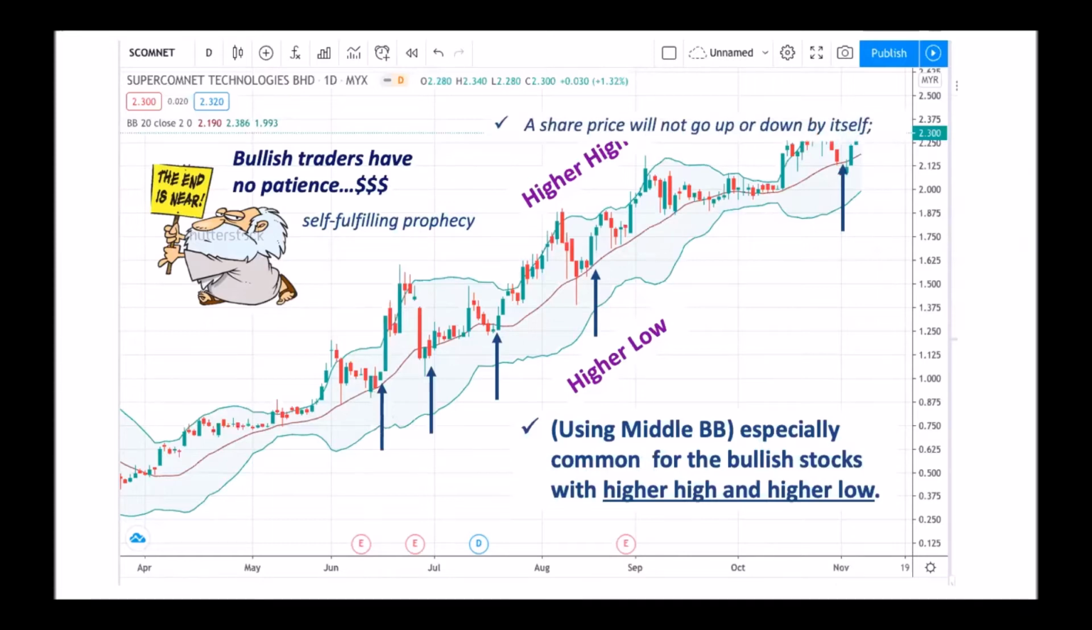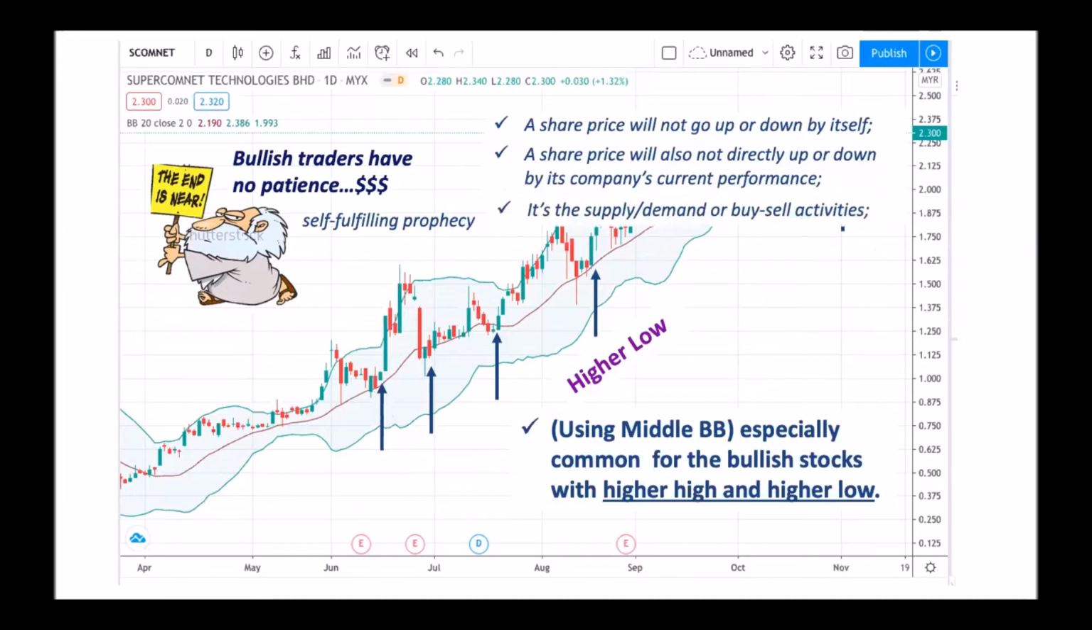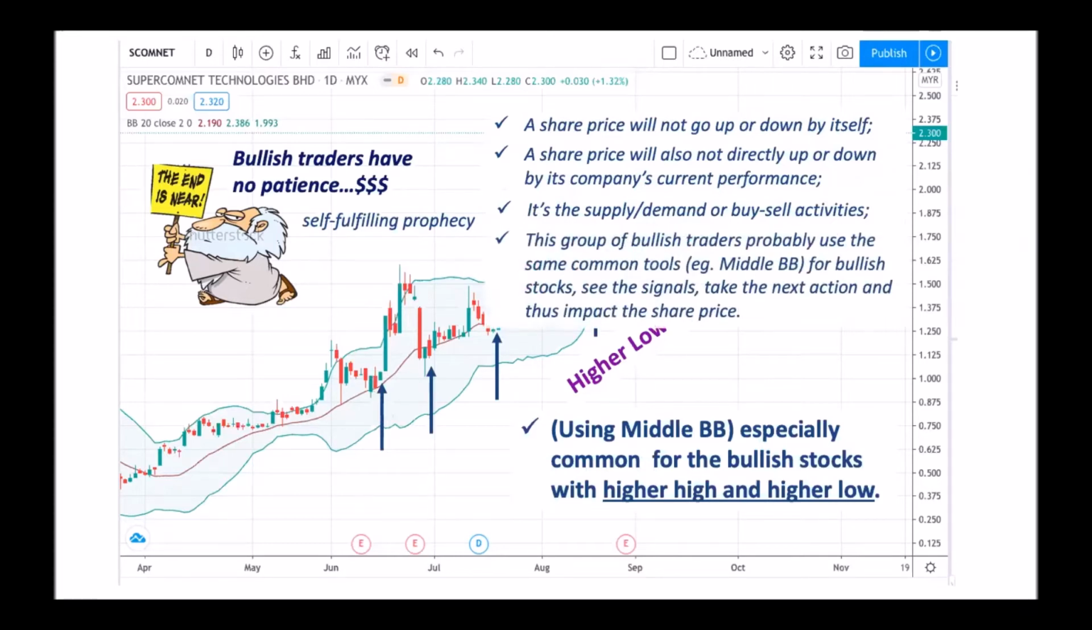So we must understand that the share price will not go up or down by itself. The share price will also not go up and down just based on the company's current performance. It's basically just technical supply and demand, or buy and sell activities happening. And probably this group of bullish traders use the same common tools. In this case, it's the middle BB line for a bullish stock. They see the signal, they take the next action, and this impacts the share price.